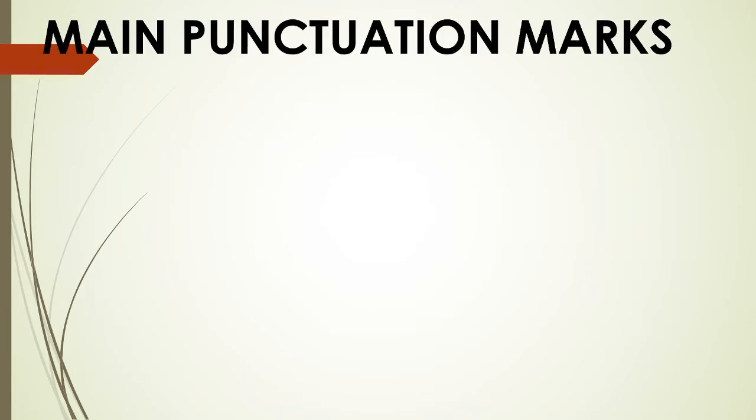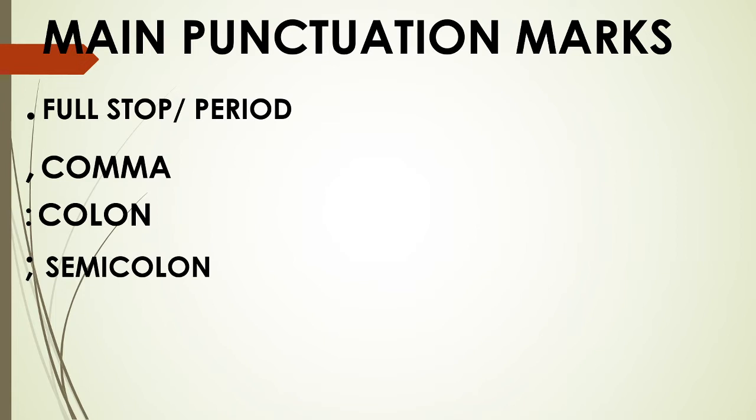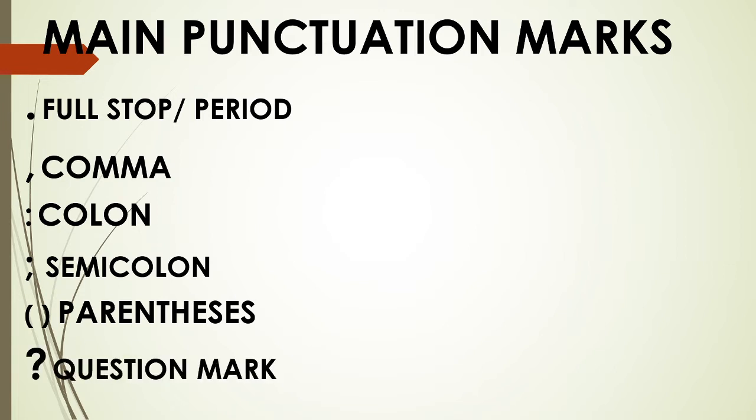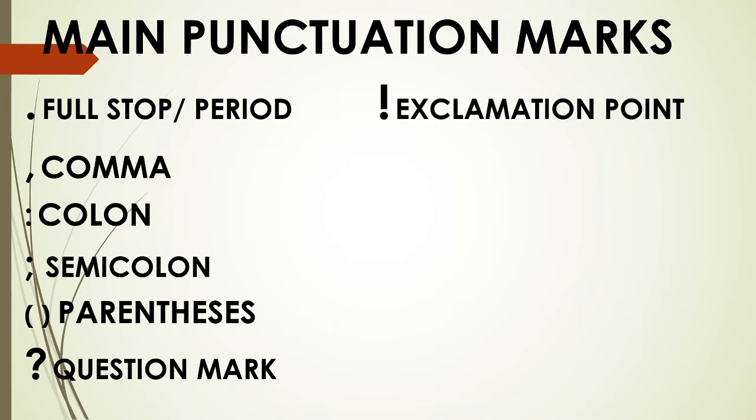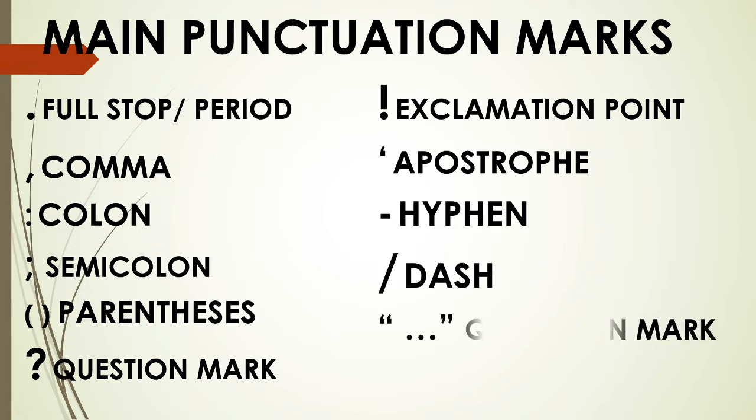Let us begin with the main punctuation marks. Many of them you already know. Full stop, or that is also called period, comma, these two dots, that is called colon, a dot and a comma, semicolon. This is what you say bracket. In language, it is known as parenthesis. Question mark, exclamation point, apostrophe, hyphen, dash, quotation mark, and last one, ellipsis.